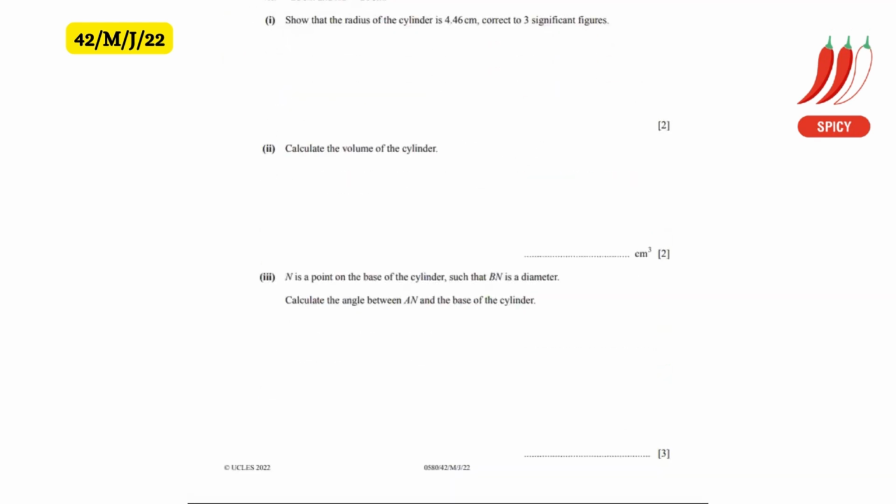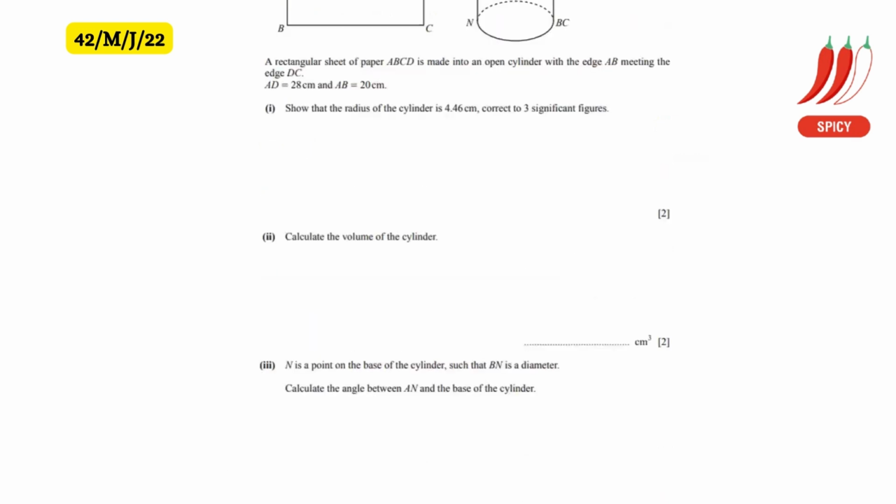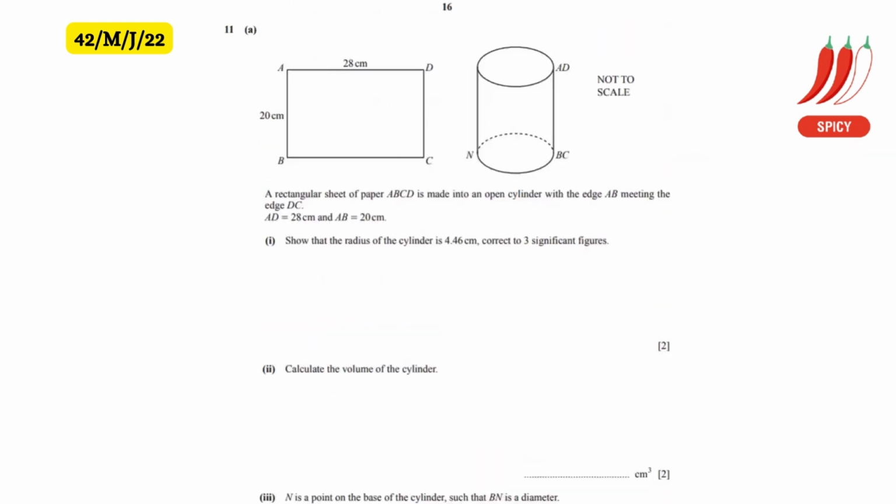Then it says calculate the volume of the cylinder. So for the volume of the cylinder, we need the height and the radius. Height is given as 20. Radius was just found to be 4.46. So volume is pi r squared h. Pi times 4.46 squared times 20. And that equals 1249.8 centimeters cubed.